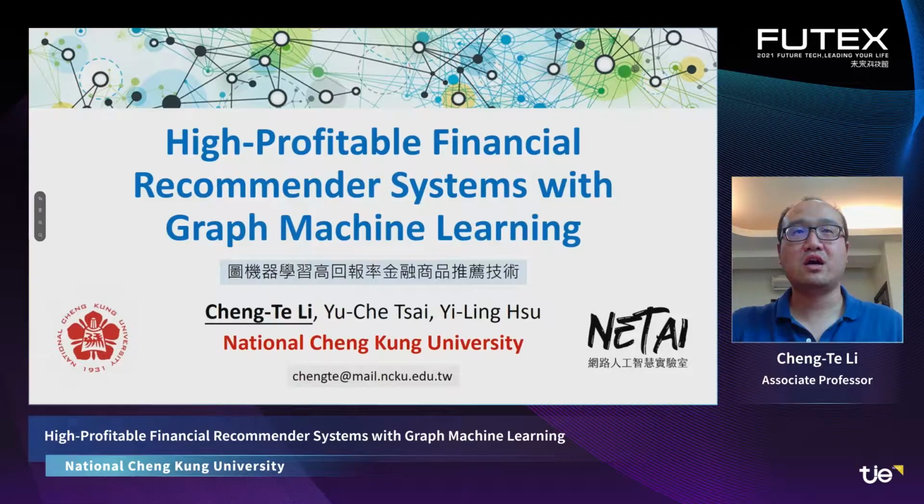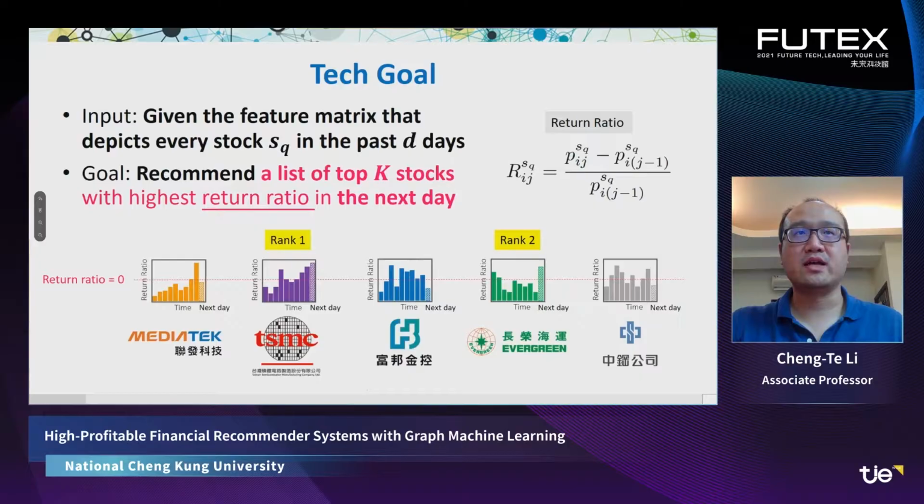Today I would like to share our technology, a highly profitable financial recommender system with graph machine learning. The goal of this tech is that, given the feature metrics that depict the stock's price in the past few days, for example, several companies illustrated in these figures, our goal is to recommend a list of top K stocks, the companies that can produce the highest return ratio on the next stock trading day.